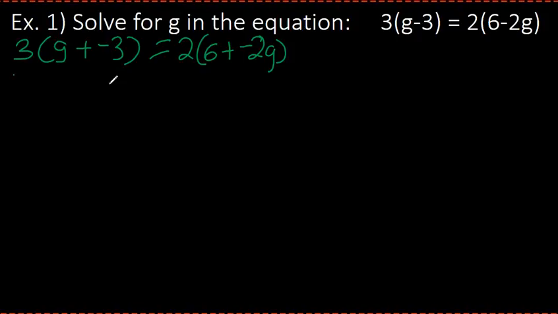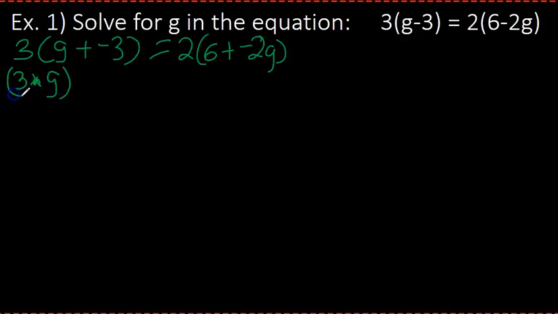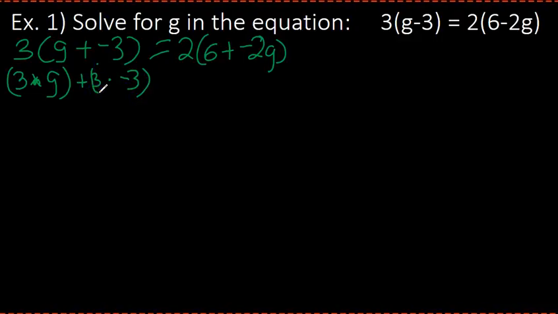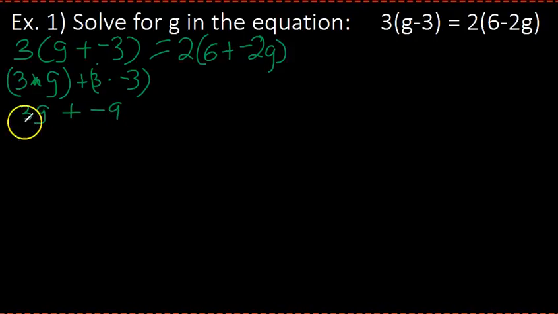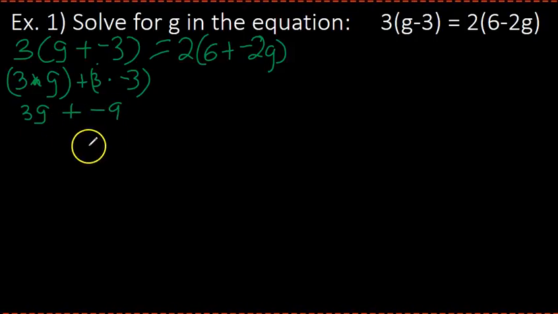Okay, so we do 3 times, let's use a dot so we don't confuse it with x, 3 times g plus 3 times negative 3. So 3 times g is 3g plus 3 times negative 3 is negative 9. All right, at this time we look at 3g and negative 9. They are not like terms, so we cannot combine them anymore. So the left side is in simplest form. Now we go on to the right side.